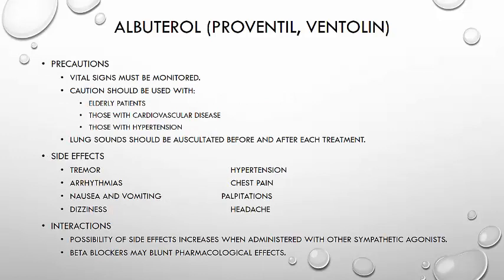Now your precautions. Vital signs must be monitored. Use caution in those with cardiovascular disease, hypertension, and the elderly. You must auscultate the lung sounds before and after each treatment. Side effects are the same as all the other beta agonists: tremors, arrhythmias, nausea, vomiting, dizziness, hypertension, palpitations, headache. You could have increased side effects if you're giving this with other sympathetic agonists. And if the patient is taking a beta blocker, it may blunt the pharmacological effects, which makes sense because this is going to act on those beta receptor sites. A beta blocker is going to be blocking those beta receptor sites.